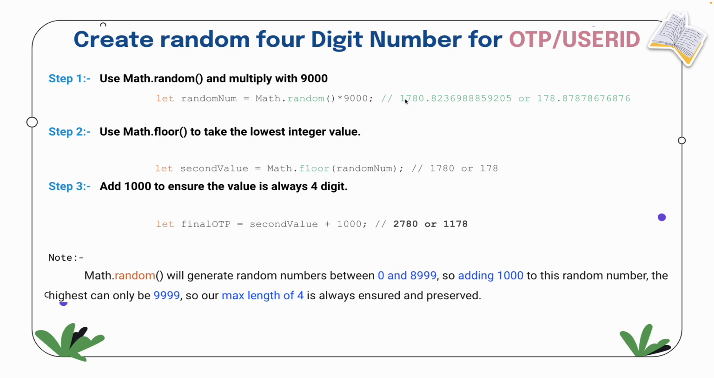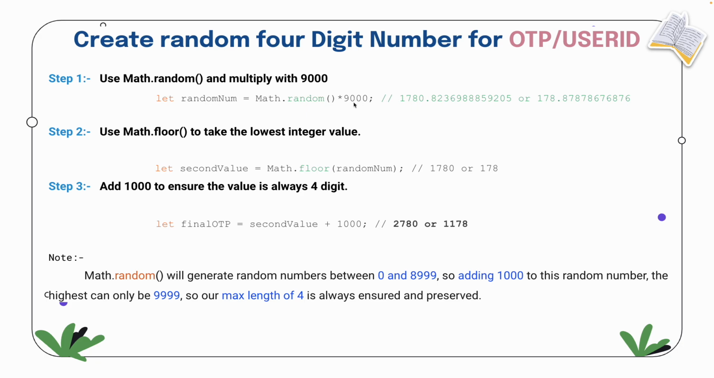So sometimes it will be 1780 dot this much. Sometimes it will be 3-digit, sometimes 4-digit. Sometimes it will be 1-digit also, right? 1.78 also you can get because it is below 9,000. 17.80 also you can get, it is below 9,000. 1780 this one also you will get because it is below 9,000, right? But after flooring it will always be a maximum of 4-digit, because we are keeping 9,000.